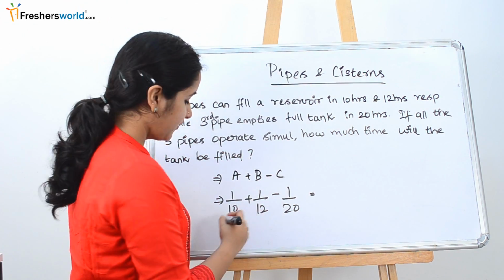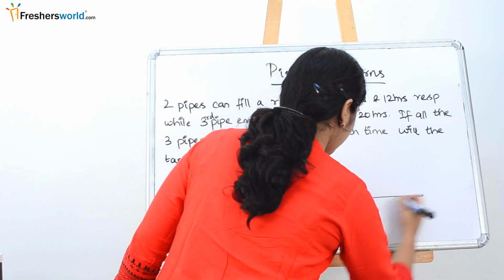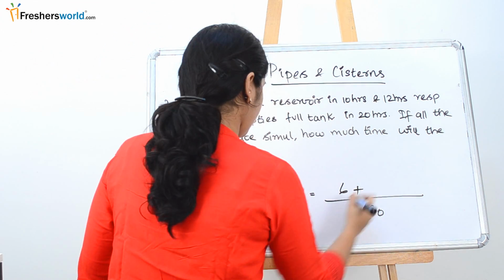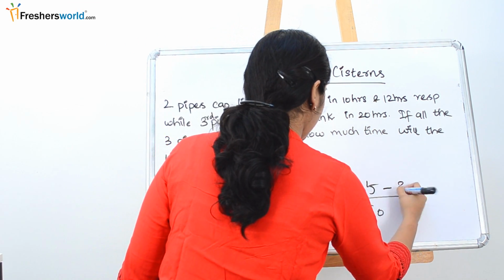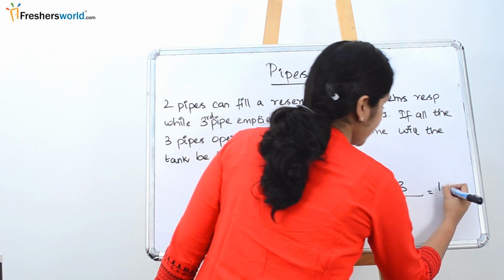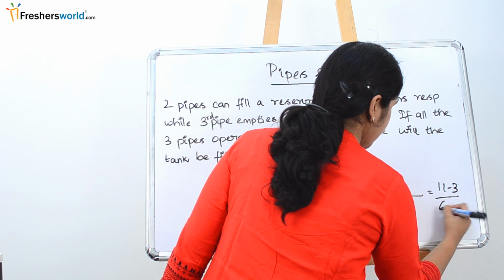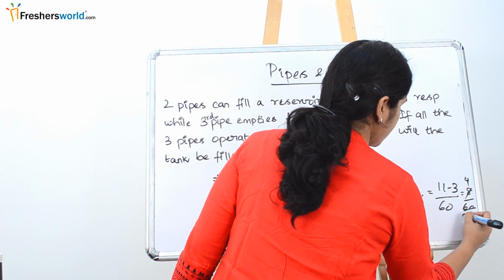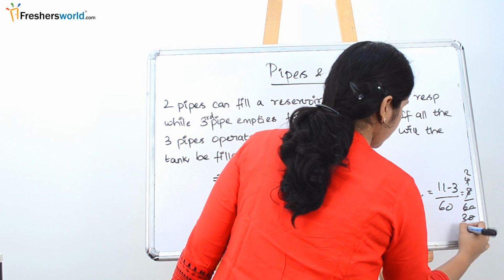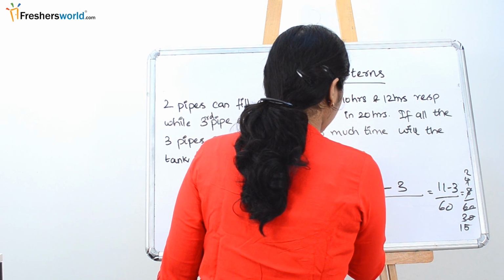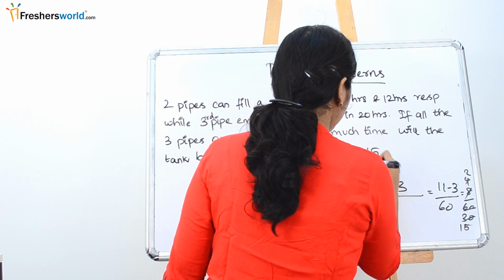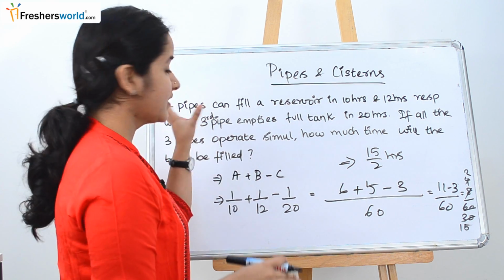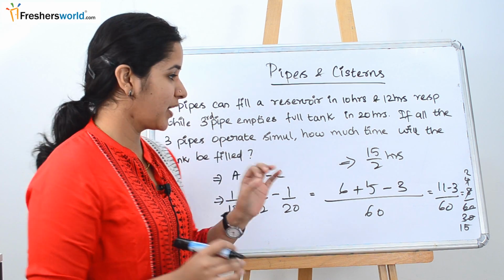The LCM of 10, 12 and 20 is 60. So take 60 as common. 10 goes 6 times, 12 goes 5 times, minus 3. So 6 plus 5 is 11, 11 minus 3 is 8. So it's 8 by 60. Solve it: 4, 30, 2, 15. So it is 15 by 2 hours. 15 by 2 hours is the time taken by the three pipes together to fill the tank.